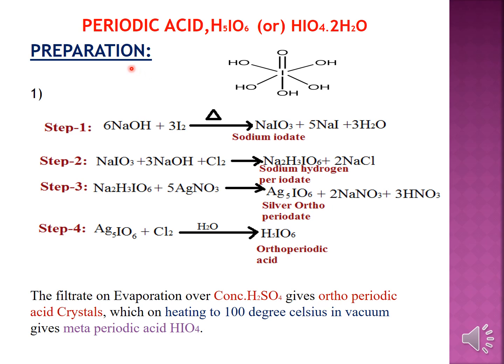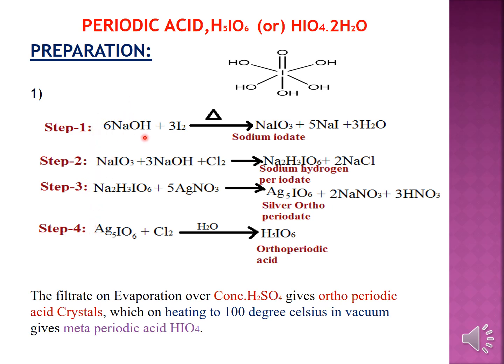Then moving on to the preparation part, there are certain methods: method 1, method 2 and method 3. In the first method, on passing chlorine or iodine gas and treating with silver nitrate, the periodic acid is obtained. This first method has 4 steps.